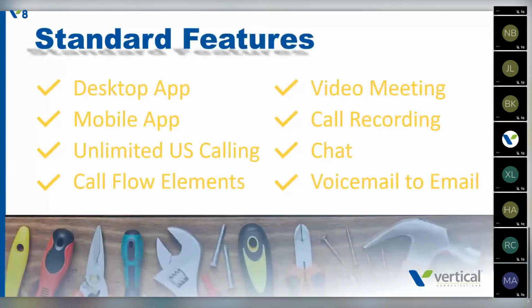Now, the first thing I'll tell you is that there are standard features that should be available from any product at this point. You should be able to get a desktop app and a mobile app, and they should both have soft phones so that you can use your cell phone, you can use your computer as a phone. In addition, you ought to be able to use a physical desk phone as well. All of those are standard.